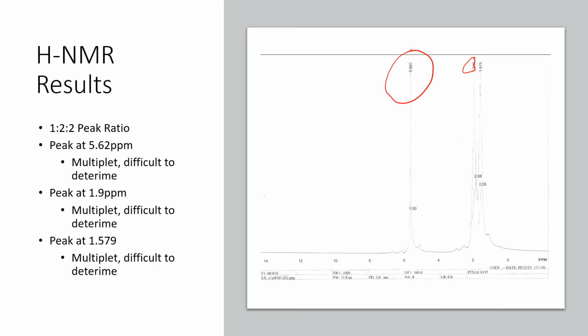The next peak is at 1.579 ppm. This chemical shift indicates a proton attached to a saturated carbon far from other functional groups. The splitting pattern on this is also difficult to determine. This has an integration of 2.